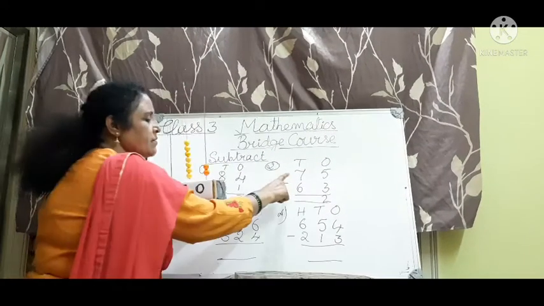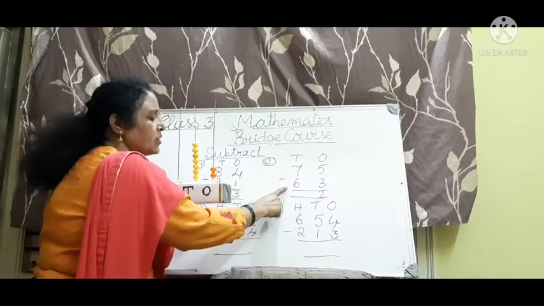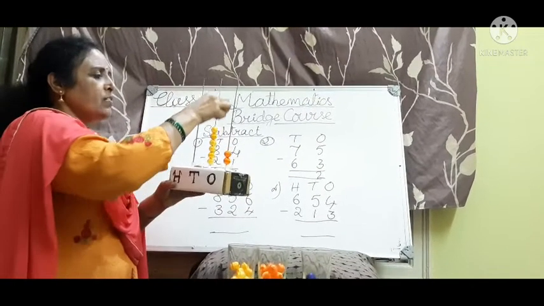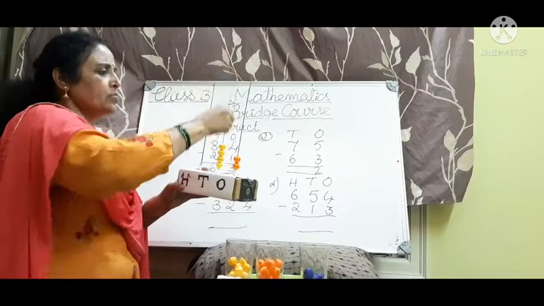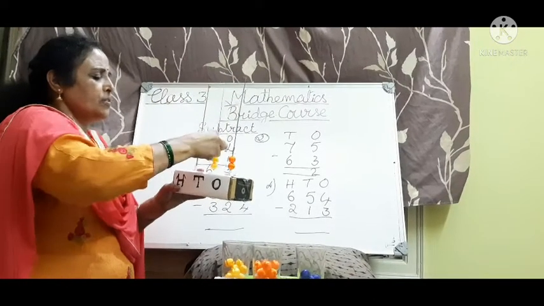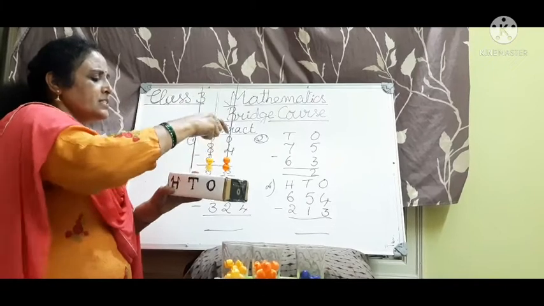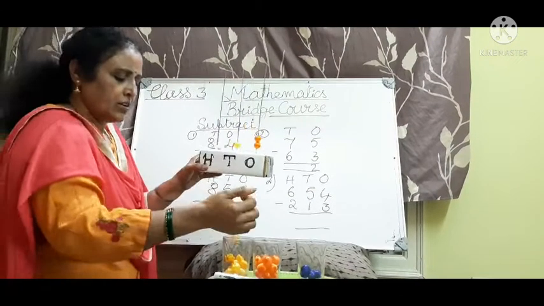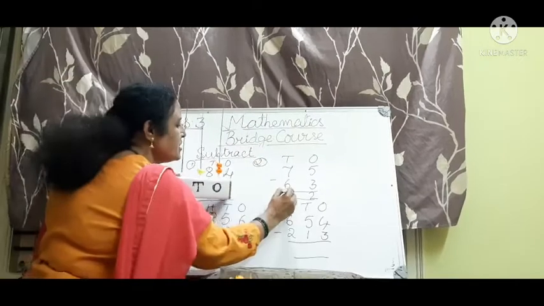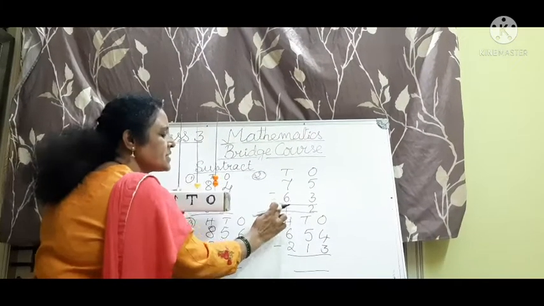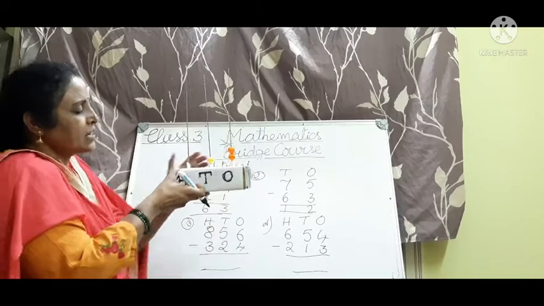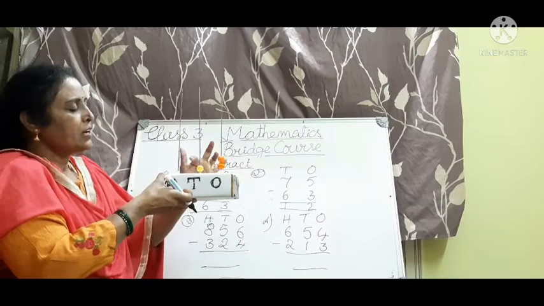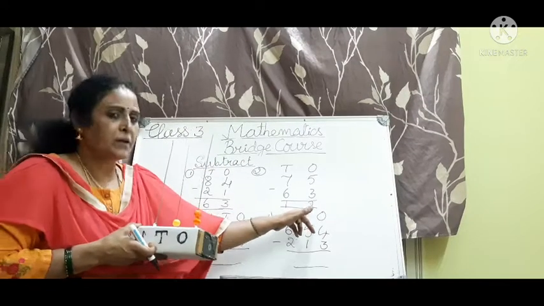Next, from 7 tens, we have to take out 6 tens. 1, 2, 3, 4, 5, 6. Now how many are remaining? 1. Then write here 7 minus 6 is 1. What is the answer now? 1 ten and 2 ones. Then it will be 12.